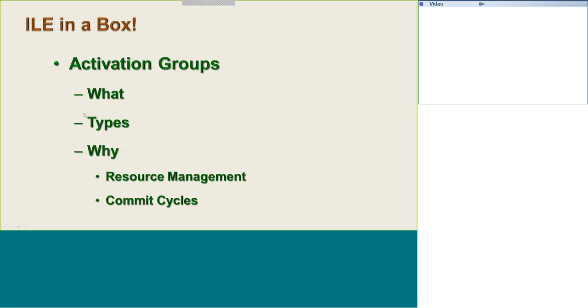Right, the types. There are 3 different types of activation group. We'll discuss those in detail. And the why is, why do we have activation groups? Well, the activation groups enable ILE. Without an activation group, you can't use ILE, Integrated Language Environment, because the activation group is ILE.